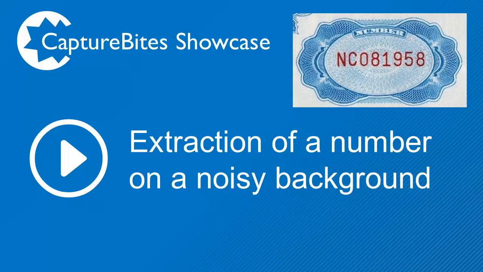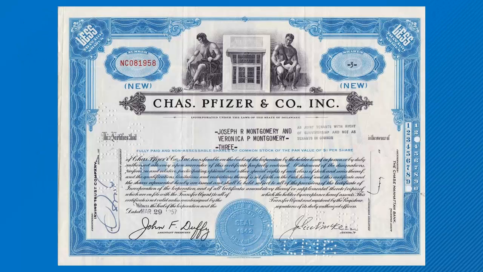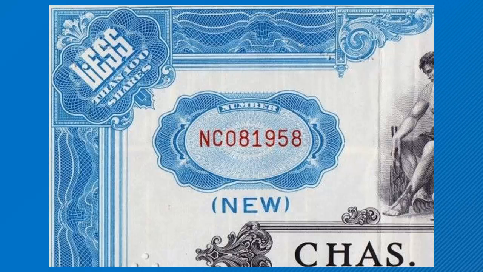In this CaptureBites showcase, we will automatically extract a unique number from a set of Pfizer shares. We want to scan and save the shares as PDF files and use the share number as the file name. The share number always starts with NC followed by 6 to 7 digits. As you can see, the number is printed in red in a box with a fine pattern of lines.